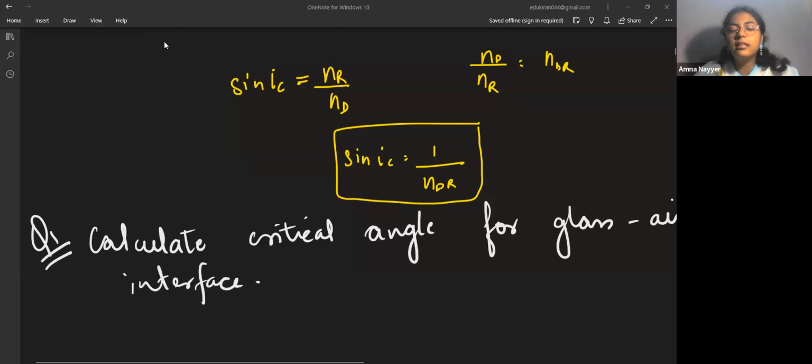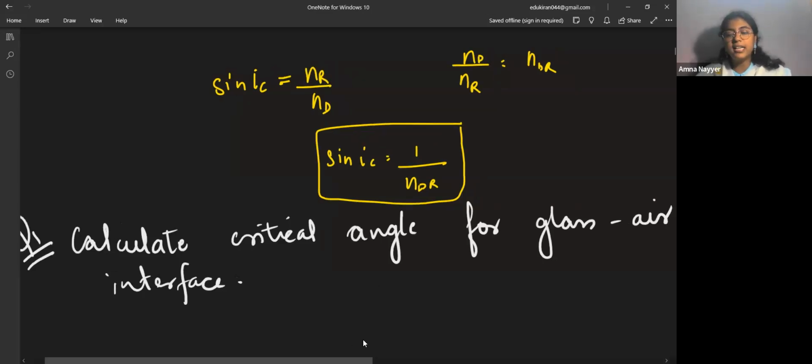Class C, this question: calculate the critical angle for the glass-air interface. For glass and for air, you have to remember the refractive index, and water also. Glass, air and water. Because I've seen in most of the questions, these three are not mentioned. So it's better if you remember these values. Water, you have just done that question also.